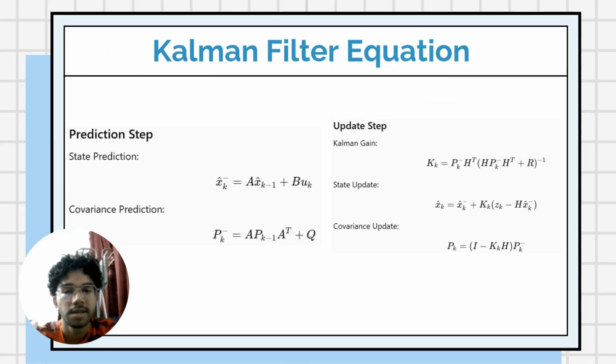These are the main Kalman filter equations. First, we predict the next state and its uncertainty using the system model. Then we calculate the Kalman gain, which decides how much weight to give to the prediction and the measurements. After that, we update the state estimate and reduce the error. This process keeps repeating continuously to improve accuracy over time.